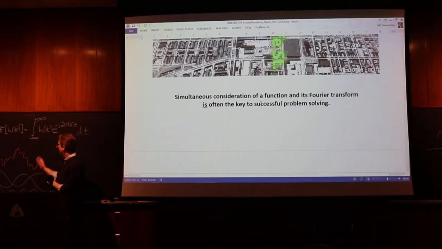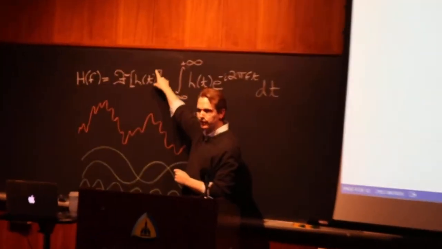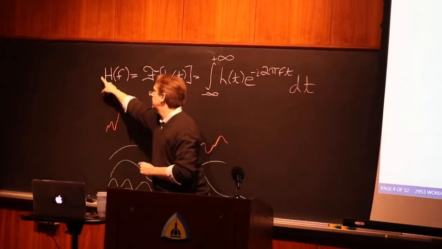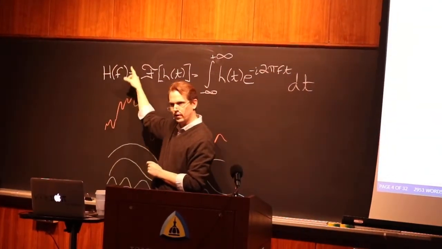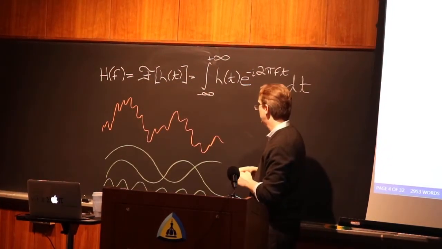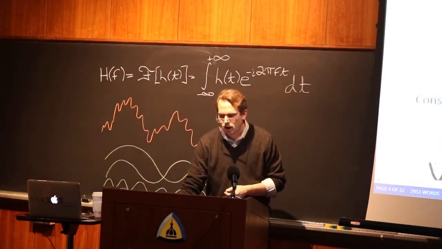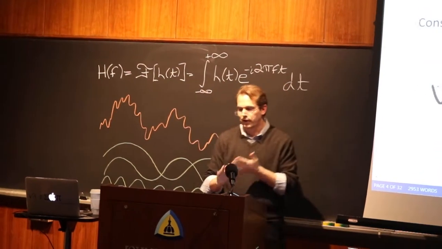And what the Fourier transform is doing is mapping a signal, let's say from one domain, little h of t, into a completely different representation, capital H of f, new domain. And this is the transform. Okay. All right, some more examples.